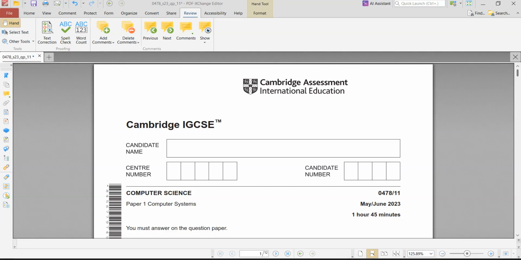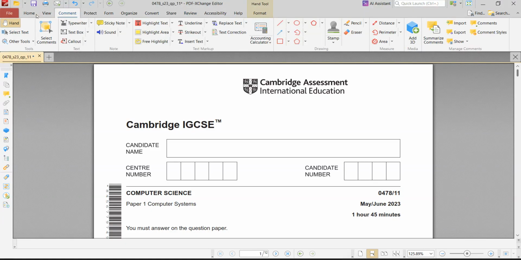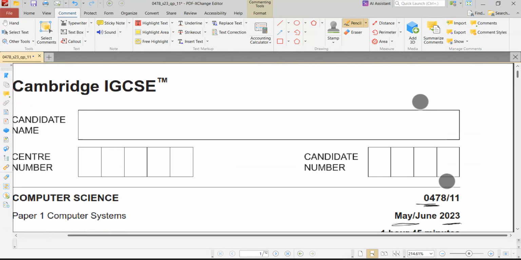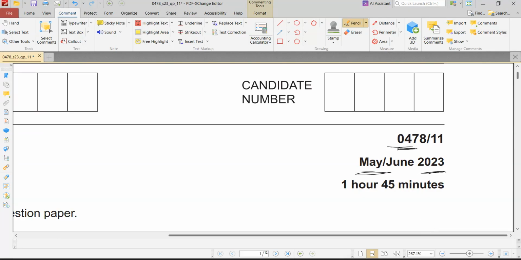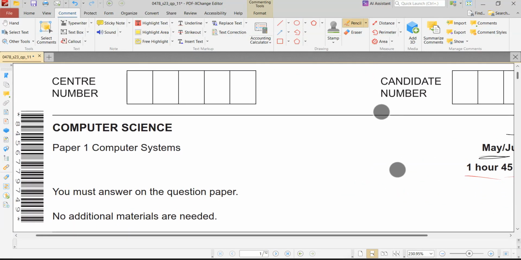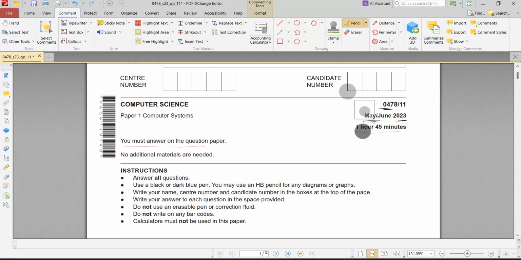Today I'm going to start a new video about computer science 0204778. I'm going to solve the May June 2023 paper, and the time duration for this paper is 1 hour 45 minutes, as you see. This paper is about answering questions. This is a theoretical paper, so you must answer all the questions.